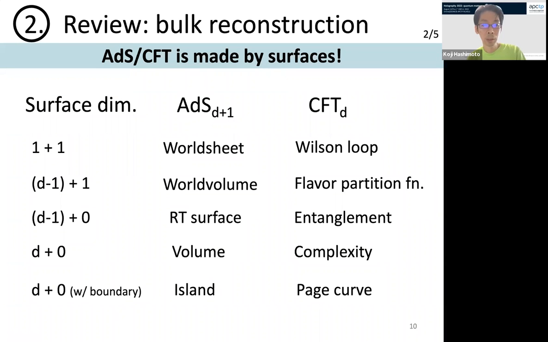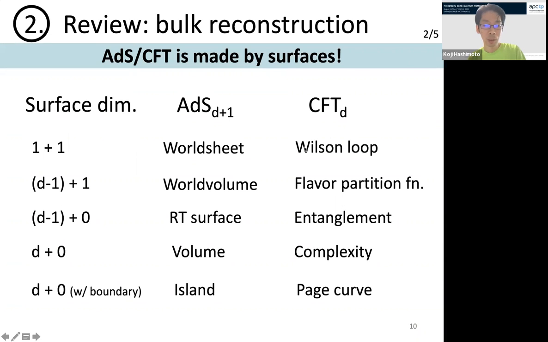First, please note that AdS/CFT correspondence is made out of many kinds of surfaces. If you consider a 1+1 dimensional surface, then this is a so-called worldsheet, and it corresponds to the Wilson loop. If you start with a D-1 dimensional surface with no temporal direction, then this is called the Ryu-Takayanagi surface. It corresponds to entanglement. If this is D+0 dimensions, then this is called the volume, and it corresponds to complexity. Since a gravity system doesn't have a local observable, you need to introduce some surfaces or higher dimensional objects which are stuck to the boundary of this space-time so that it has a physical observable. Then you have a corresponding physical notion in quantum field theory. So I would say that AdS/CFT is made by surfaces in this way.